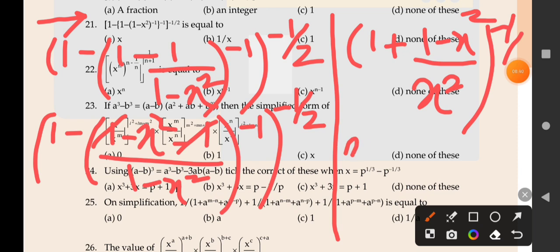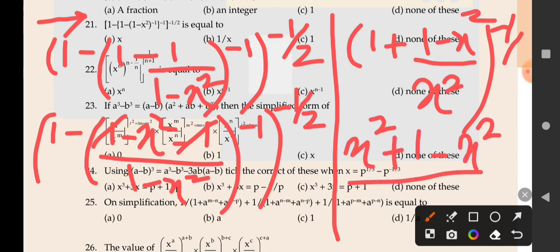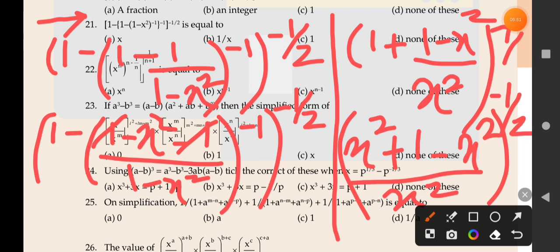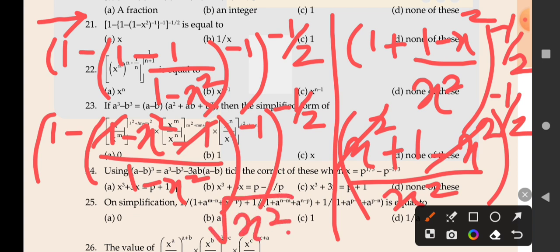Whole raised to minus 1 by 2. So again LCM, x square plus 1 minus x square divided by x square whole raised to minus 1 by 2. So x square cancel, 1 divided by x square raised to minus 1 by 2 means root of x square, which is equal to x. Option number A. I hope it is clear.